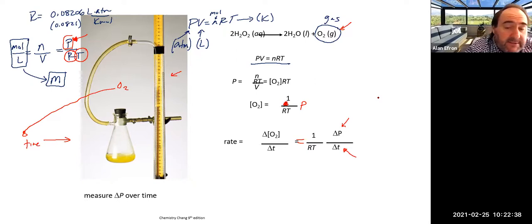Again, this is a situation where none of those species has any type of color, so we wouldn't be able to use spectrophotometry and follow absorbance values. So this is a nice way, as you can see, of doing a kinetics experiment and following what is going on. Any questions on that?